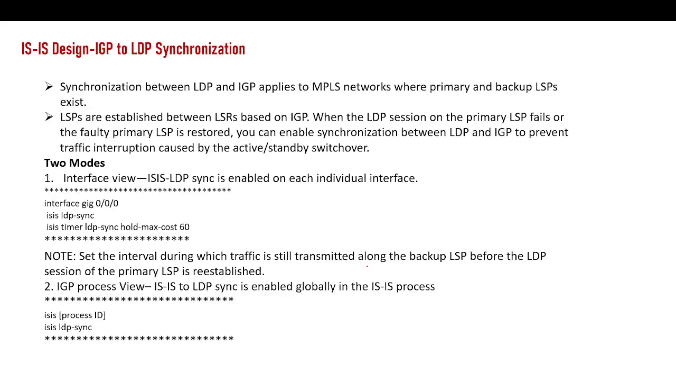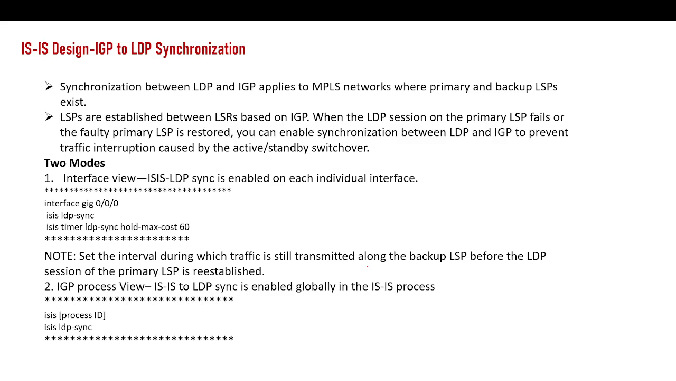Another thing that we need to look at is SIS IGP to LDP synchronization. We know that we have MPLS deployed on our network, and it is using the label distribution protocol, LDP, to assign labels, and you end up having primary and backup LSPs. When there is switching of traffic between these primary and backup LSPs, maybe because there is a failure in the network, and then the primary link restores and the traffic switches immediately to the primary link, you may end up having issues in your network.